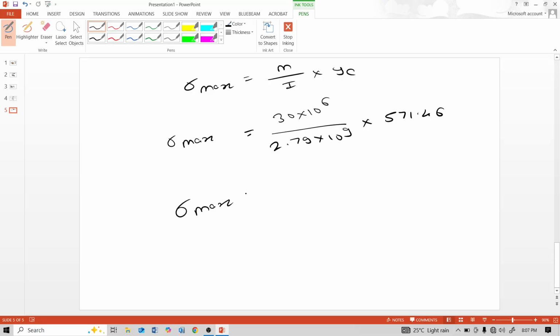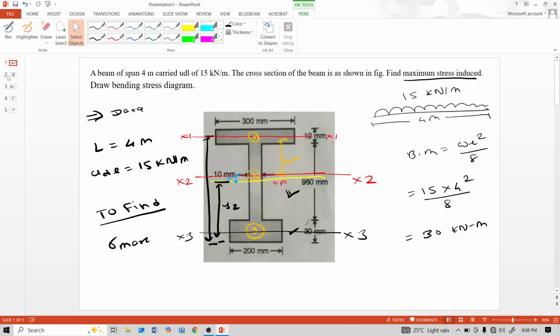Therefore sigma max is 30 into 10 raised to 6 multiplied by 571.46 divided by 2.79 into 10 raised to 9, which is 6.14 MPa. This is the maximum stress. Maximum stress in this is 6.14 MPa or 6.14 Newton per mm square.